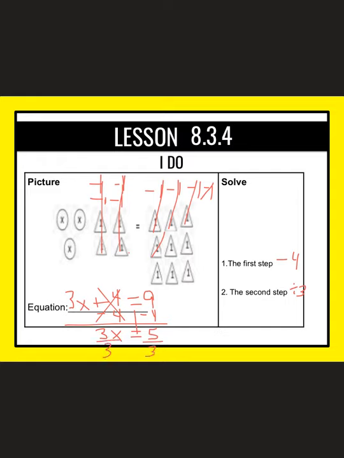Okay? And that's going to actually give me a decimal value of x equals 1.6 repeating. Or you could leave it as x equals 5/3. Okay? Use your calculator if you need to.